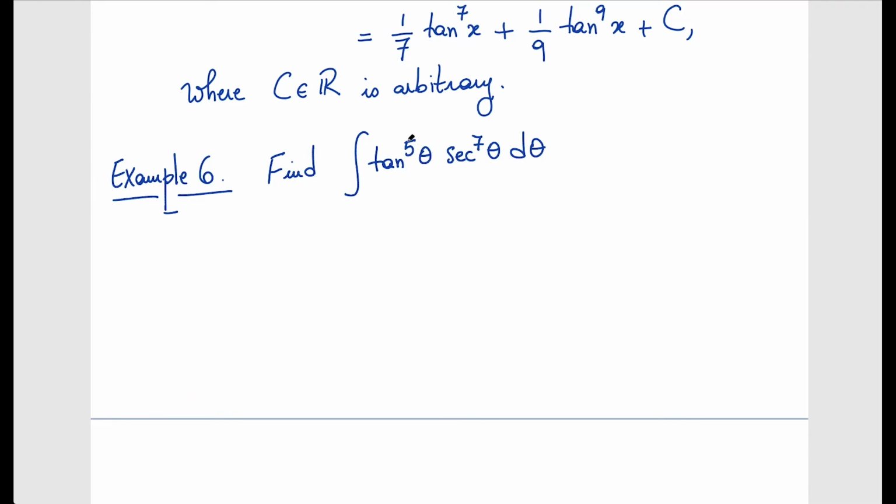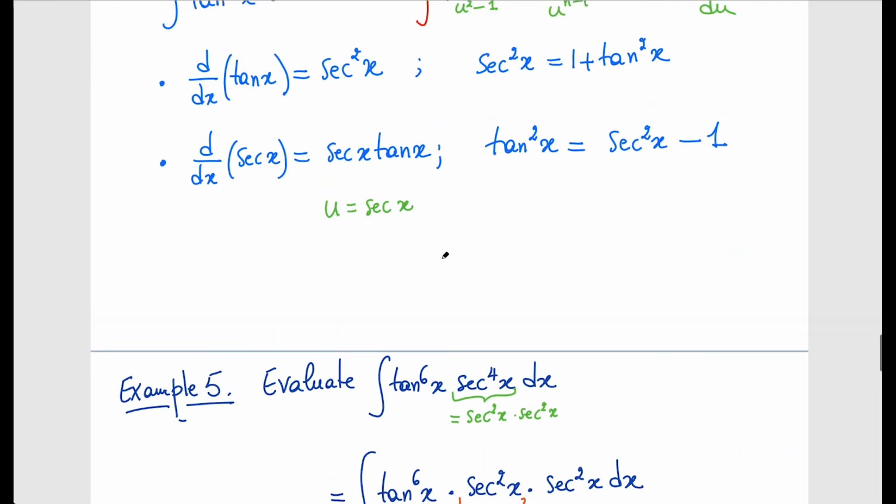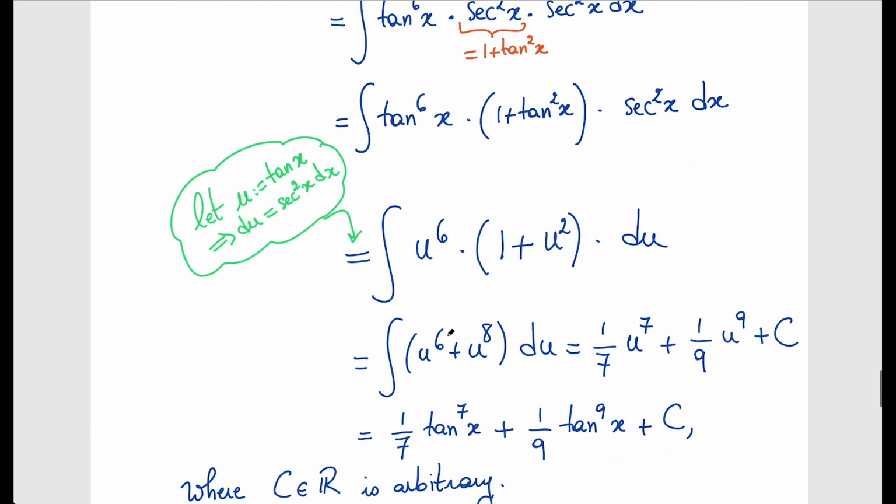Now the power of tangent is odd, and as we discussed above, we're going to separate one of those copies of tangent and one of the sec factors and combine the two, because in concert with using this identity here, if you set u to be secant, you're going to be able at the end of the day to find a polynomial, and this whole thing becomes a du. Okay, so let's do that.